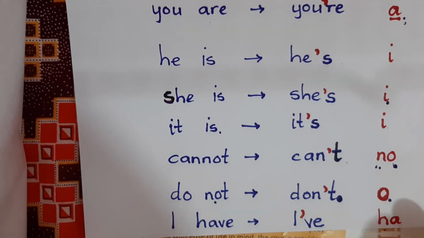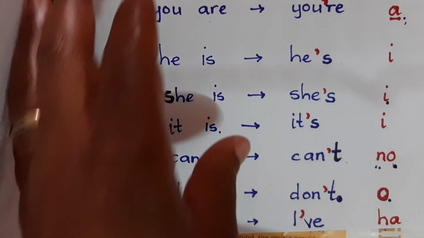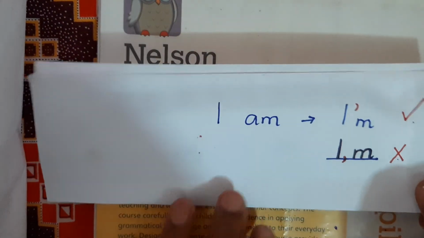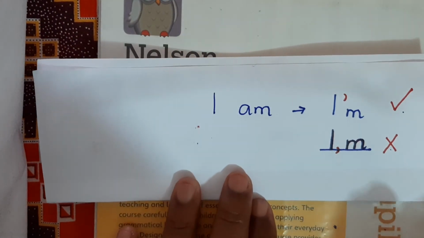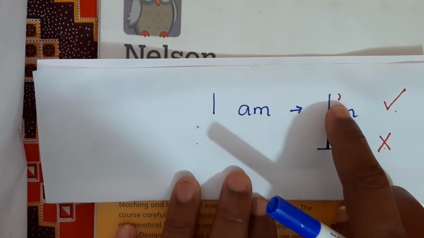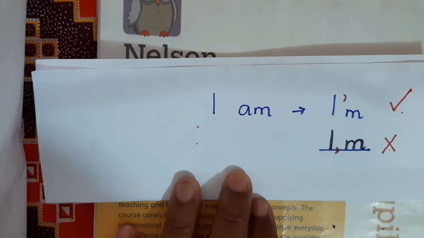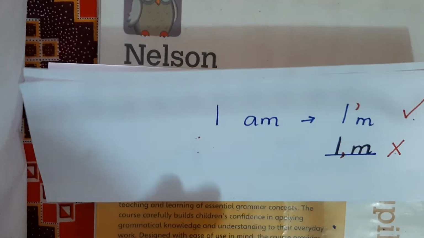So, boys and girls, this is how we write our contractions. Just to remind you that you need to be careful how you write the apostrophe. It floats in the air. It doesn't sit on the line. It's there to represent some missing letters.